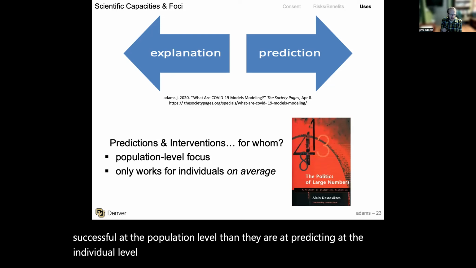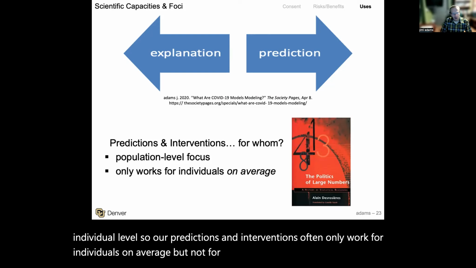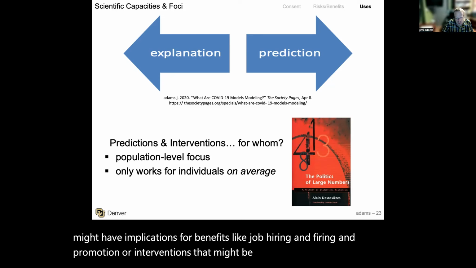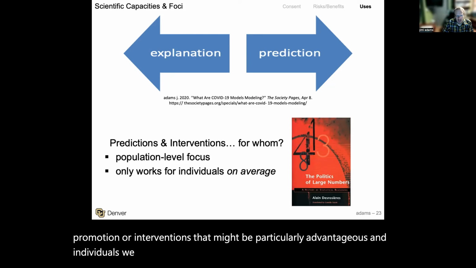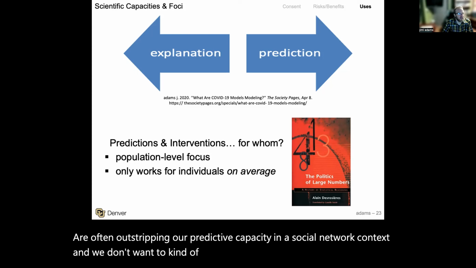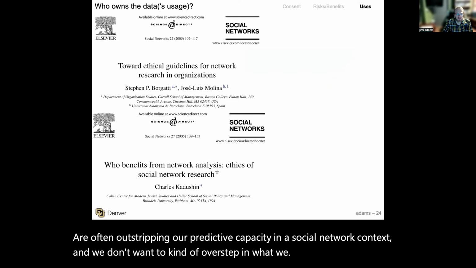So our predictions and interventions often only work for individuals on average, but not for any individual with high precision. And if this is the case, if we're thinking about interventions or predictions that might have implications for benefits like job hiring and firing and promotion, or interventions that might be particularly advantageous to individuals, we need to recognize that the ethical implications of those are often outstripping our predictive capacity in a social network context. And we don't want to overstep in what we propose to be able to do.